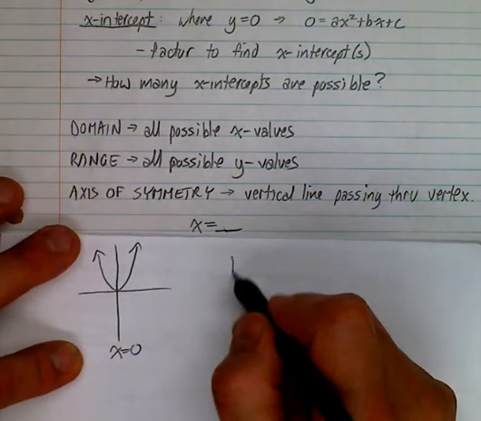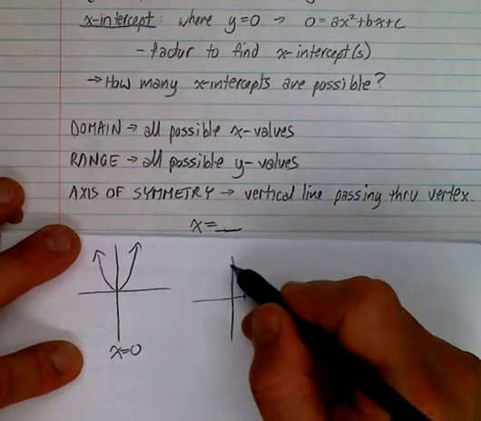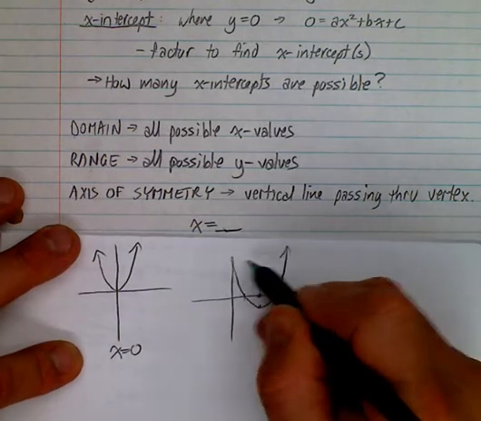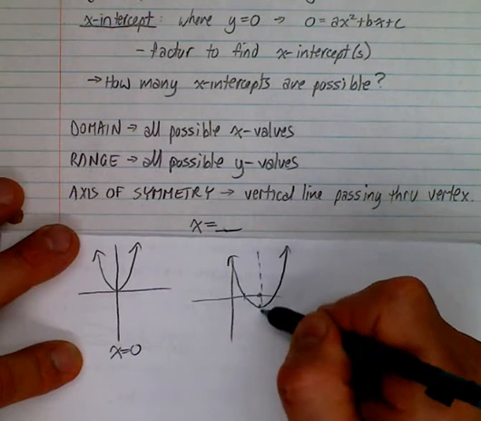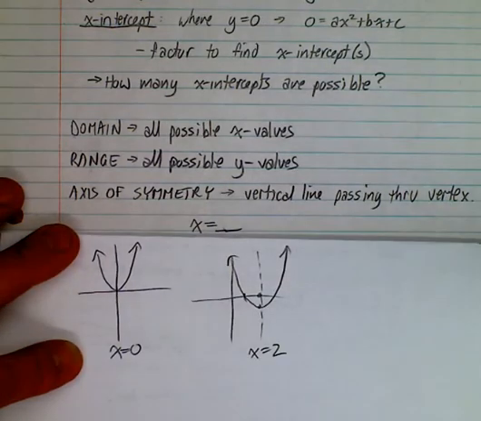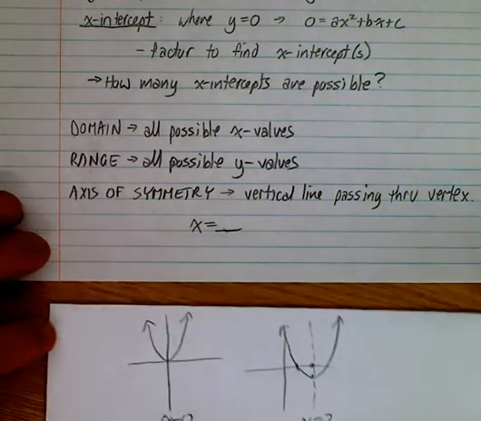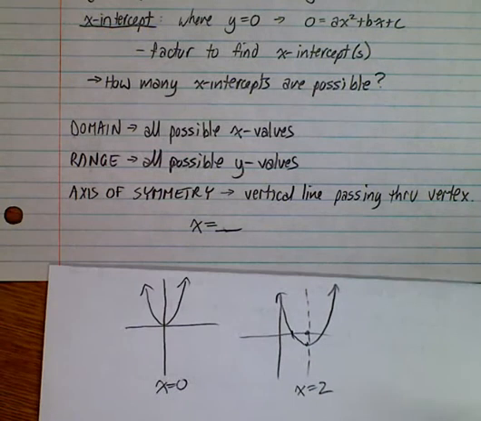If I slid this over and say this was my vertex right here, down there, it runs right down the middle. In this case, my axis of symmetry would be x equals 2, all right? So these are the basic ideas of what parabolas are, and now we'll look through a couple questions.